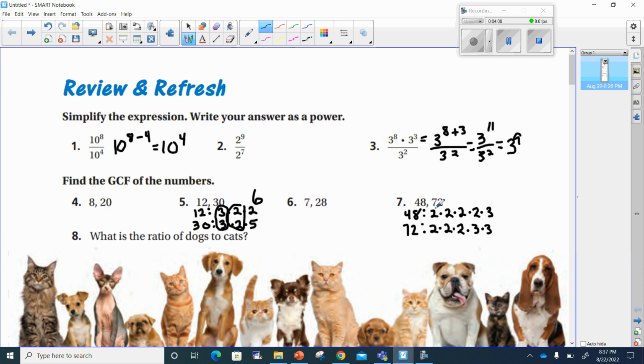Now we find the things that are the same in both of them. We have the 2 here. We have another 2 here. We have another 2 here. And we have a 3 over here. So now we multiply them together. 3 times 2 is 6. 6 times 2 is 12. 12 times 2 is 24. So the greatest common factor is 24. All right? Let's move on.